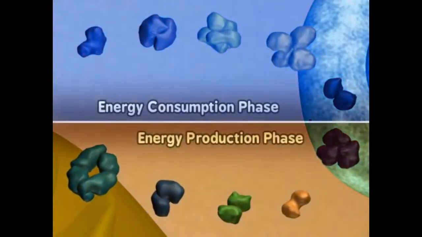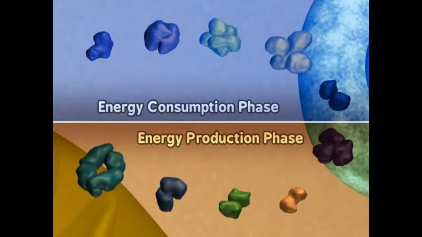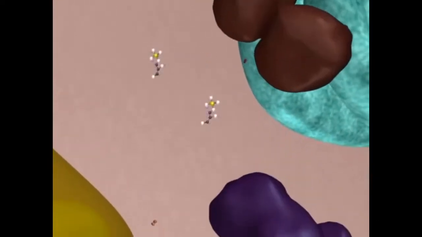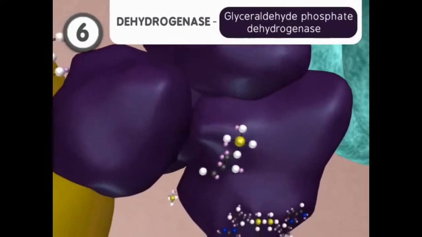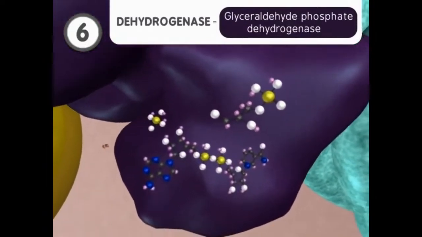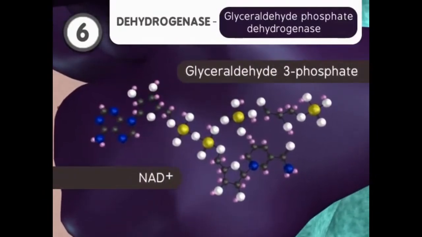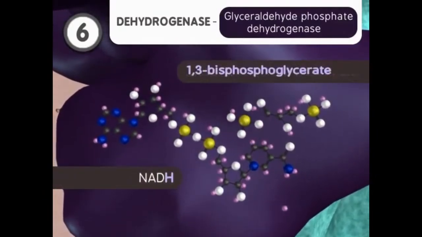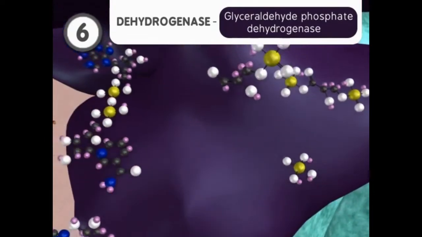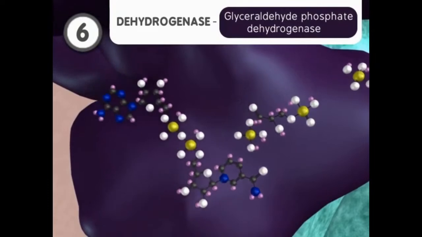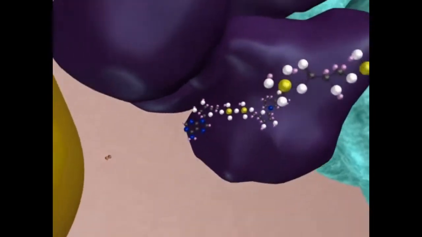The next 5 steps of glycolysis are the energy-producing phase. In step 6, both glyceraldehyde 3-phosphates are oxidized to 1,3-bisphosphoglycerate by a dehydrogenase. This step produces 1 NADH for each oxidized glyceraldehyde 3-phosphate, for a total of 2 NADHs. These NADHs are later used to produce more ATP for the cell.